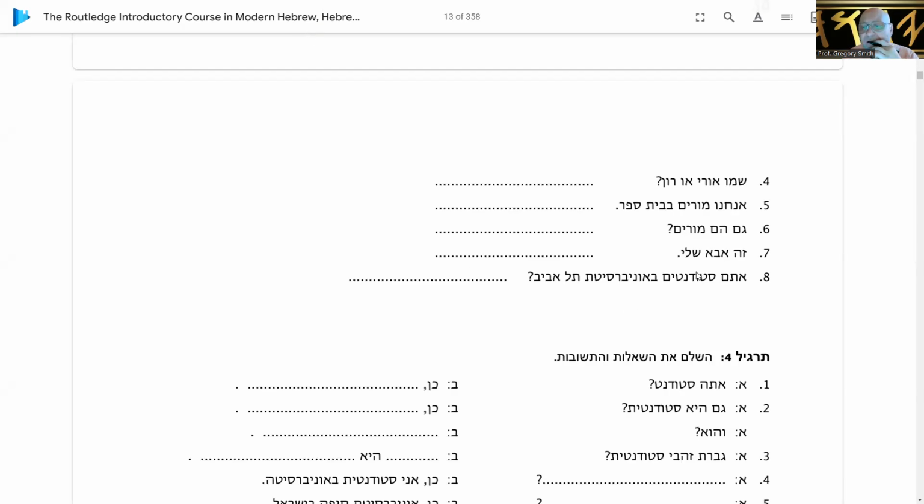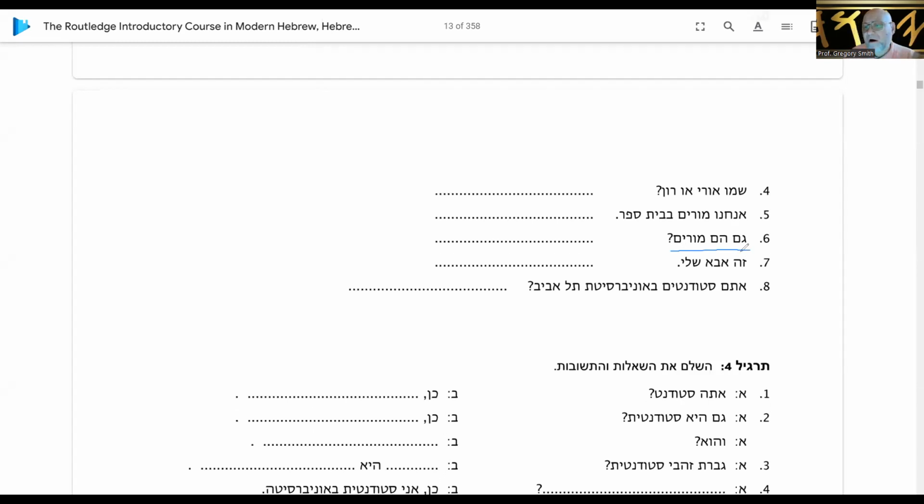Okay, so now let's see what we got here. We've got Gam Hem Morim. Also, are they teachers? And notice the im ending. So that means this is masculine. So we need to change this one, and we're going to change this one. Okay, so this Gam means also, and this Hem means they, but it's masculine plural. So what we're going to do is change this Hem to a hen with a nun sofit, an N sound, nun sofit.